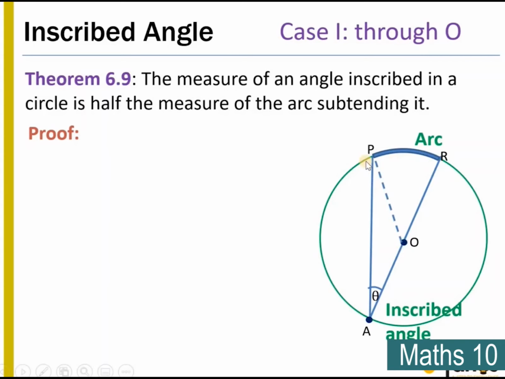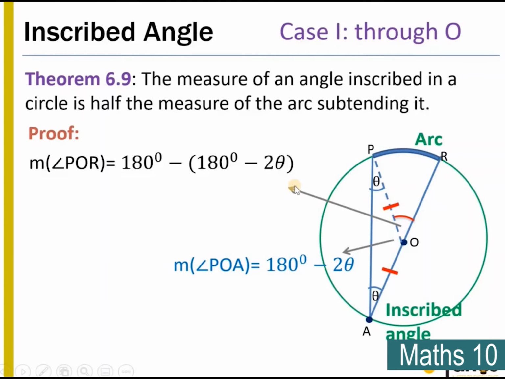If we draw in a line from O to P, then we know that these two lines, OP and OA, are equal in length because they are both radii. So we know we have an isosceles triangle, and angle OPA is also theta. Therefore, this angle is 180 minus 2 theta, which means that this angle is 180 minus (180 minus 2 theta), because we have a straight line, and that simplifies to 180 minus 180 plus 2 theta, which is 2 theta.